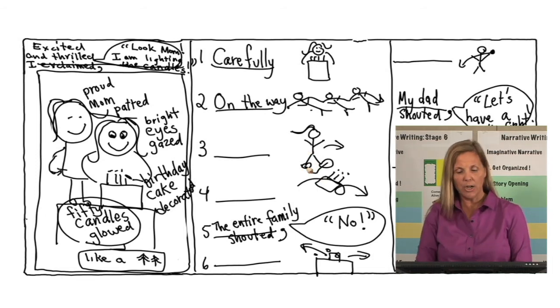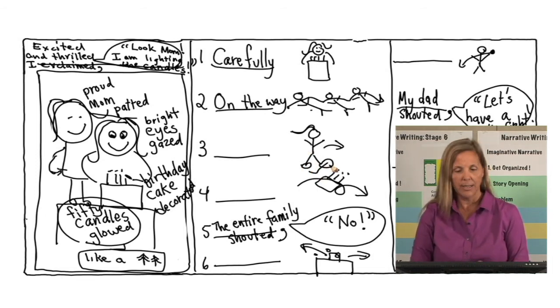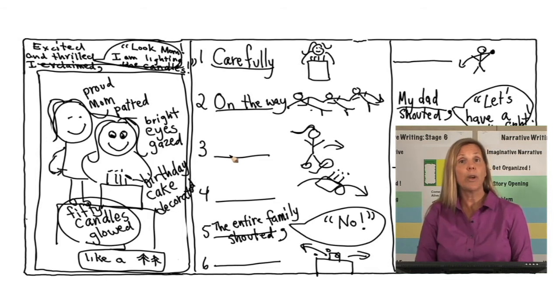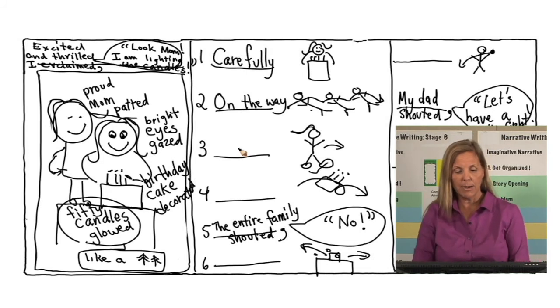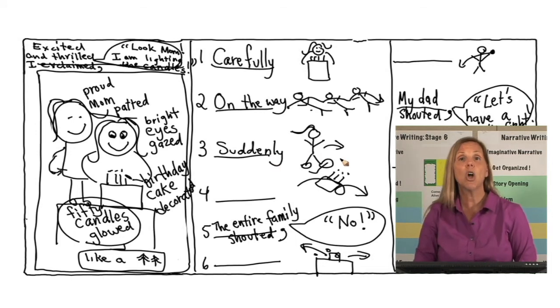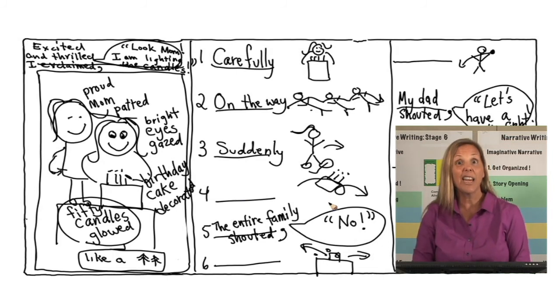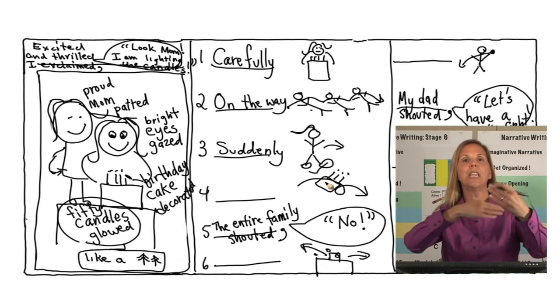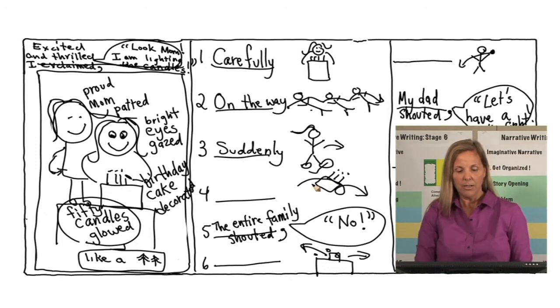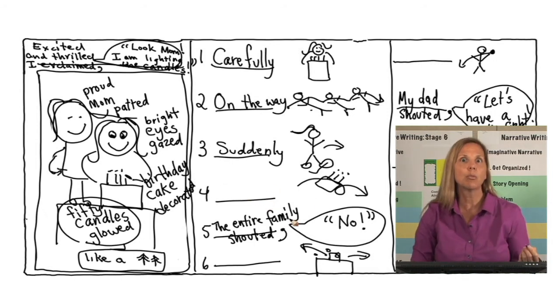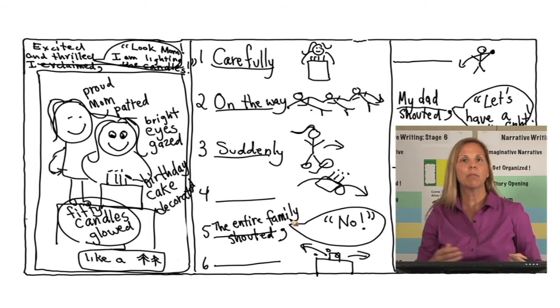Next picture. Who's doing the action? I am. What did I do? I tripped on my shoelace. Again, I could start with I, but how did I trip on my shoelace? Suddenly. So maybe I could use suddenly. I tripped on my shoelace. Go to the next sentence. Who's doing the action? The cake is doing the action. What did the cake do? The cake went flying through the air, tumbling through the air. So I could just say the cake went tumbling through the air. Maybe I could start it with the sound effect. Whoosh! The cake went flying through the air.